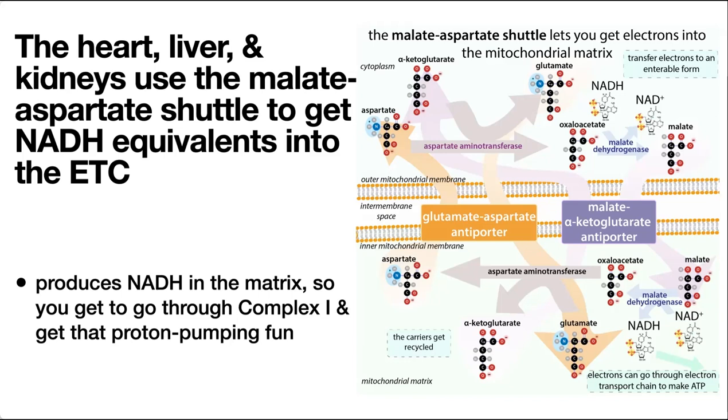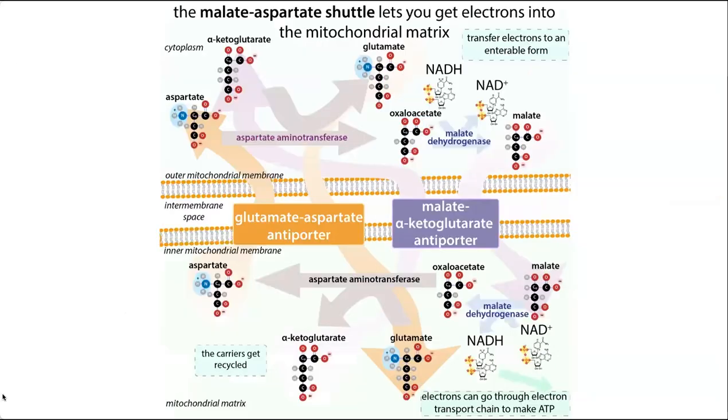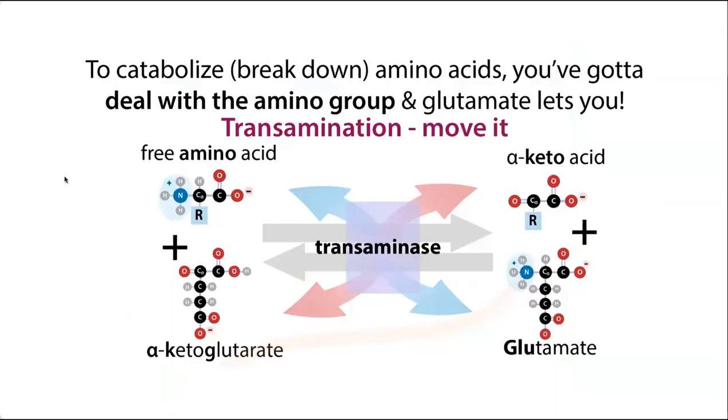The heart, liver, and kidneys use this thing called the malate aspartate shuttle to get NADH equivalents into the electron transport chain. They're still not going to be able to transport NADH into the matrix, but they're going to directly produce NADH in the matrix using electrons from NADH that was in the cytosol. It's a complicated diagram, and don't worry about all the details, but it involves this idea about transamination.